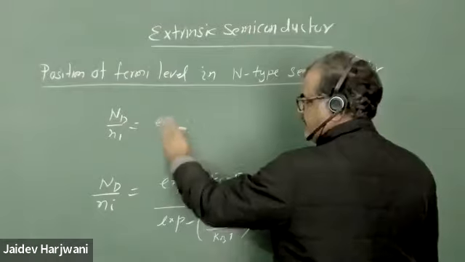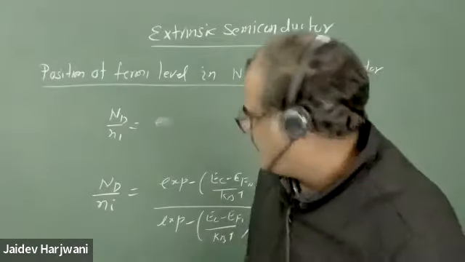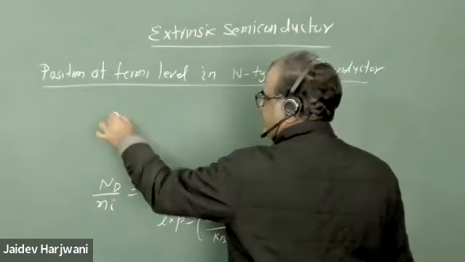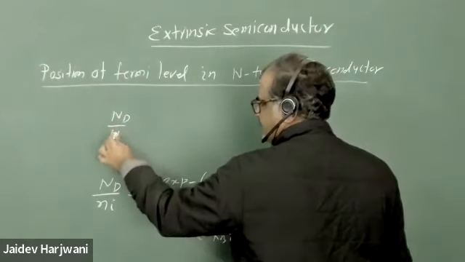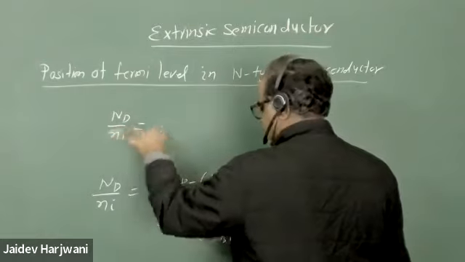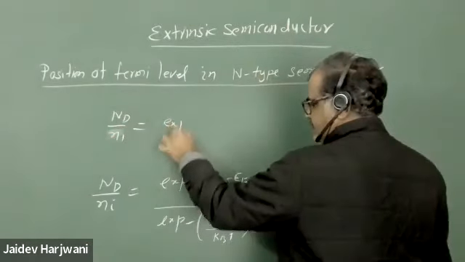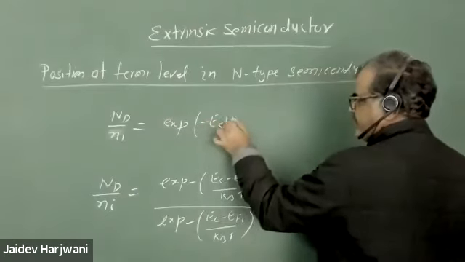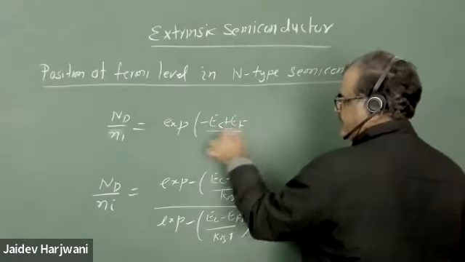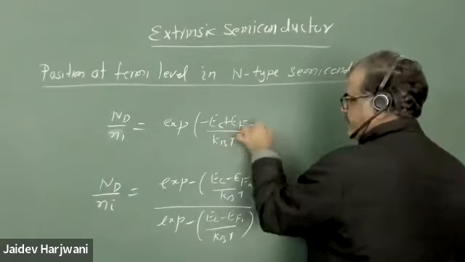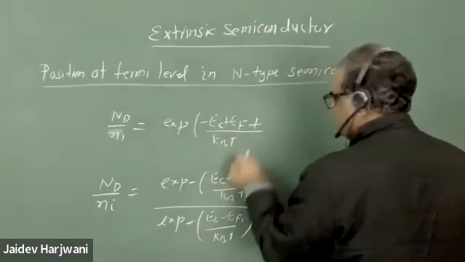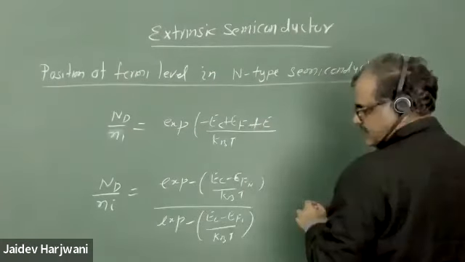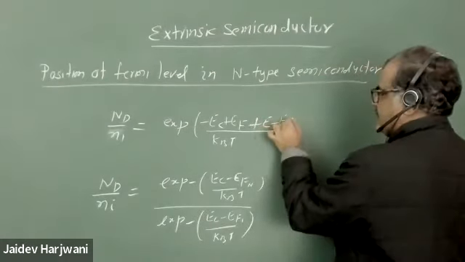Exponential. I can send a ln here. Sorry, ND upon NI equals exponential. Then I have minus EC plus EFN upon KBT. And if I put this value also, it will come now plus EC and minus EFI.